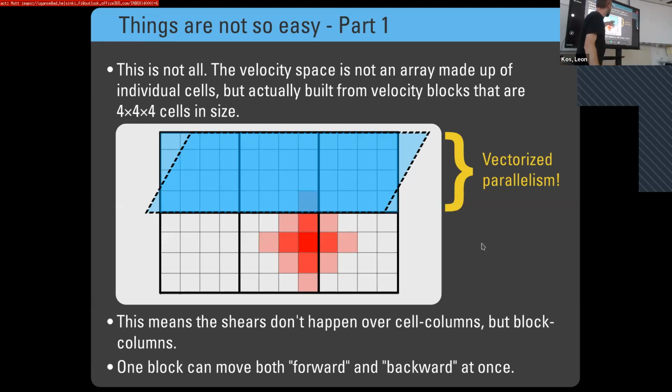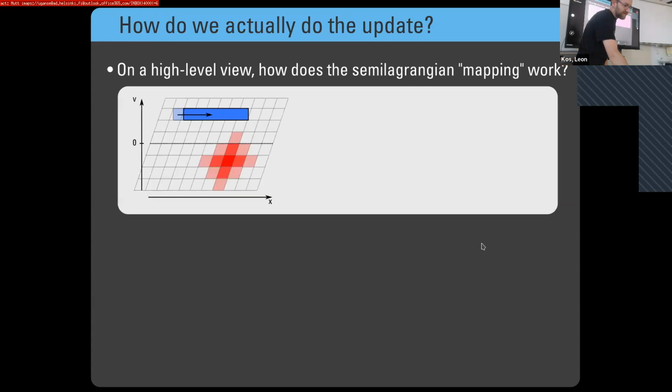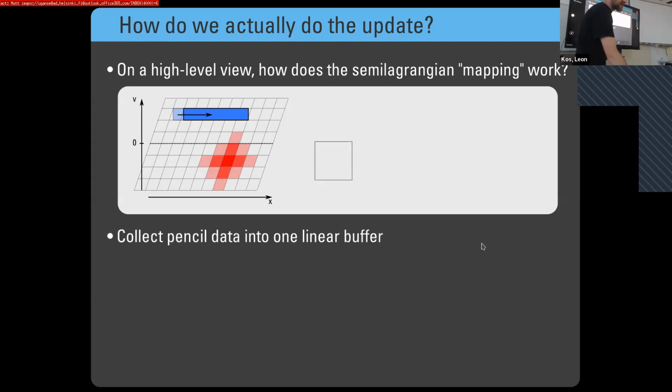And then we vectorize over these blocks and make sure that we always have somewhere to flow to. And practically it works such that when we do one shear transformation and transport stuff in some direction, from our weird mesh with our weird hash table in there where we store the actual phase space values, we first extract the data that we need into a linear buffer.